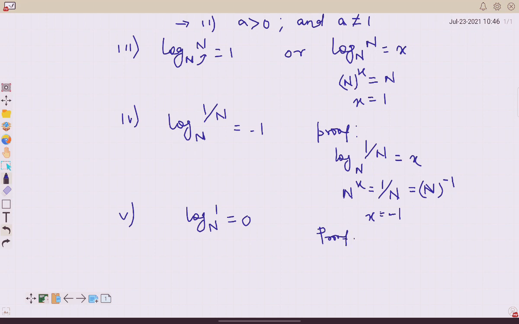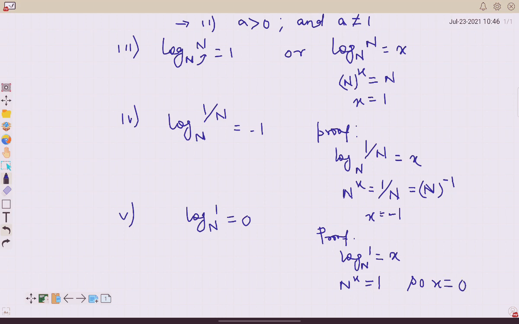You can check, let log 1 base n is equal to x. Okay, so we can write n raised to the power x is equal to 1. So what is the value of x here? Any number with power 0 is equal to 1. So x is equal to 0 here.